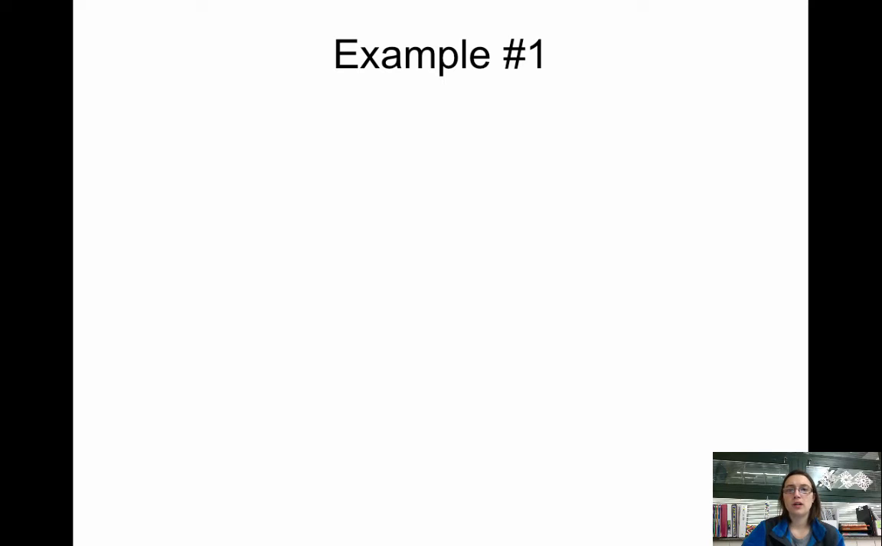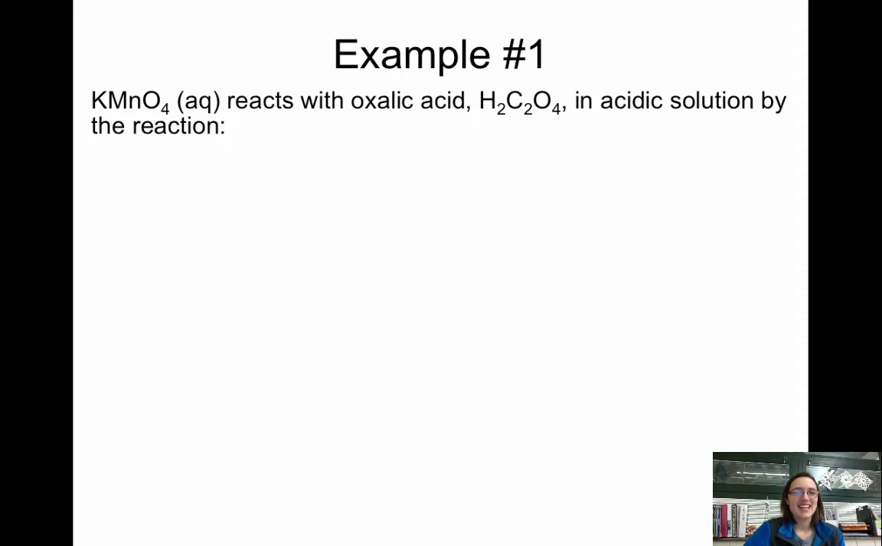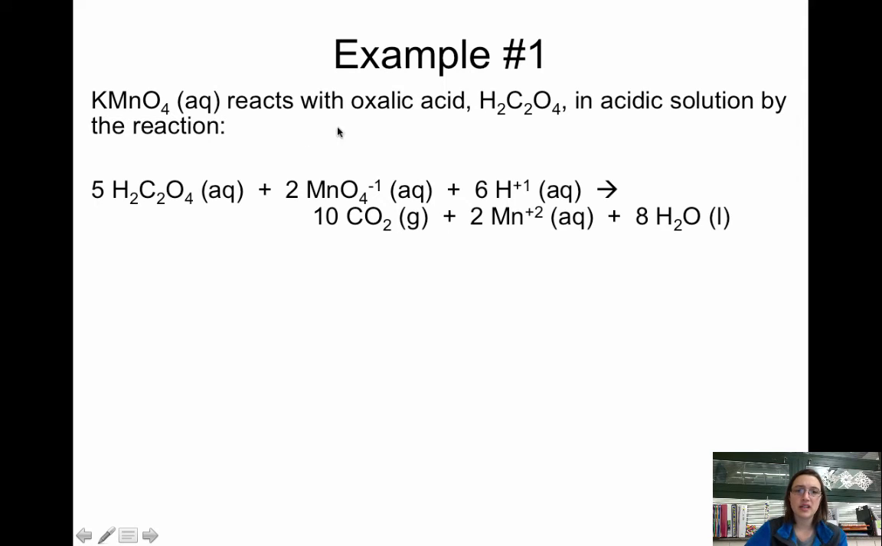So we're going to look through one example together, and then you'll have another video that will have more examples on redox titrations. In this example, we're looking at potassium permanganate reacting with oxalic acid in acidic solution. Remember, it's important to have an acidic solution because that helps us balance our redox reaction. So here is the balanced redox reaction.